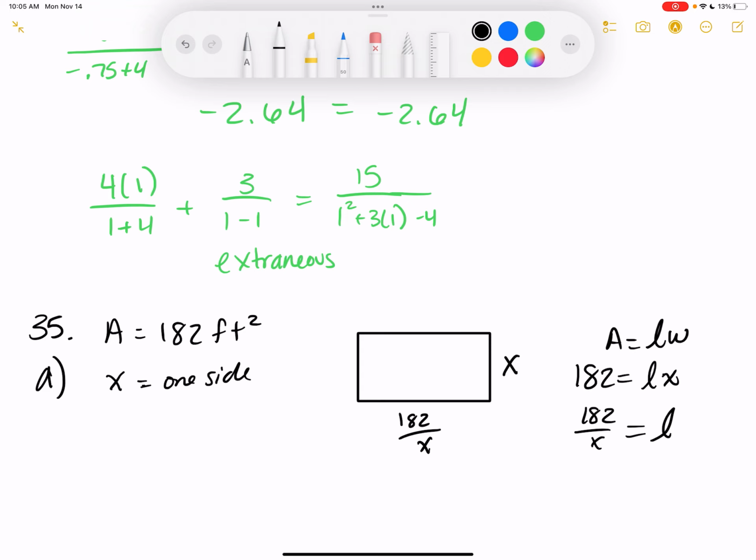Is that literally what you're doing? Yeah, we're not done yet with Part A, but yeah.